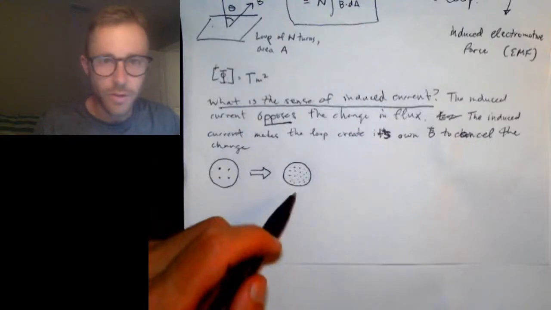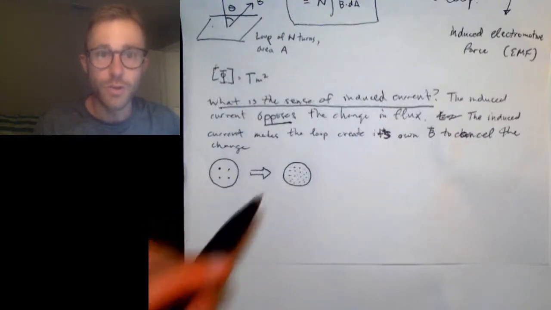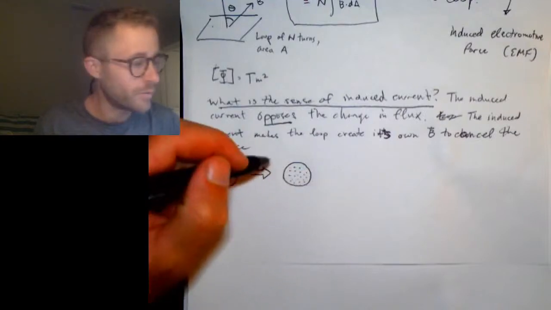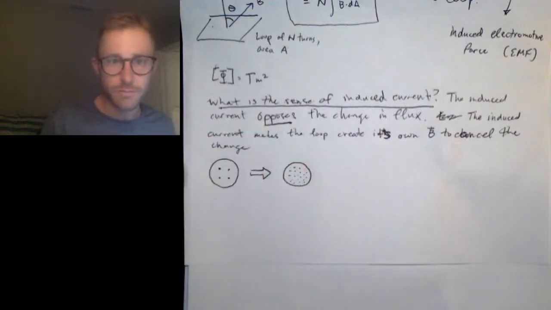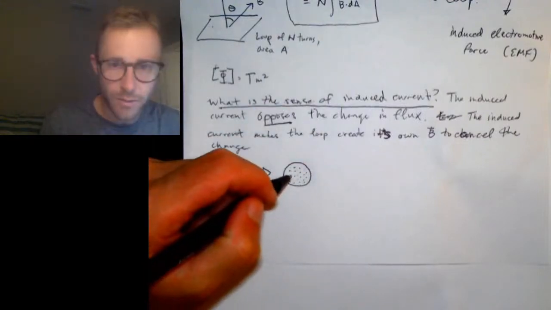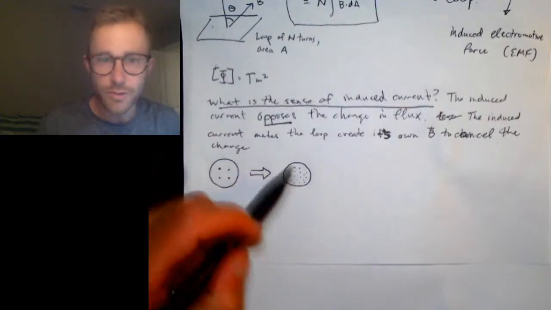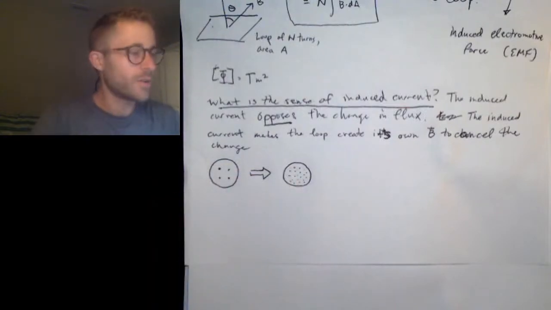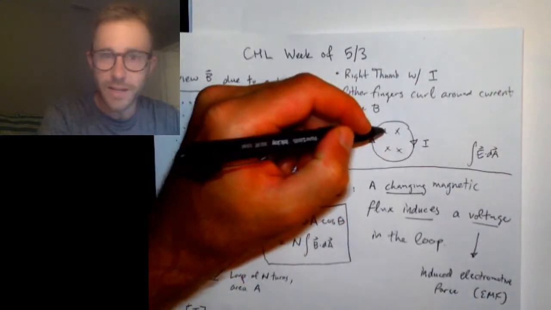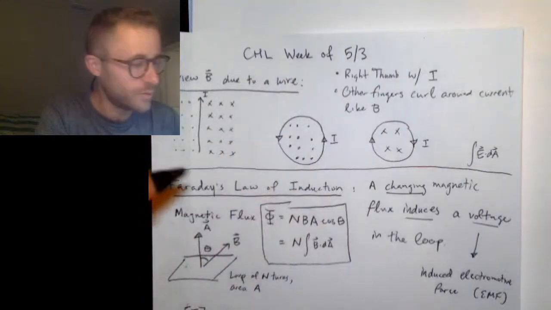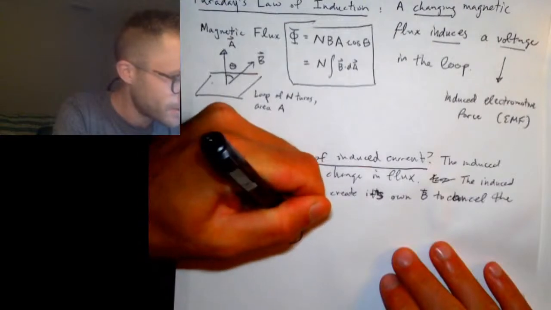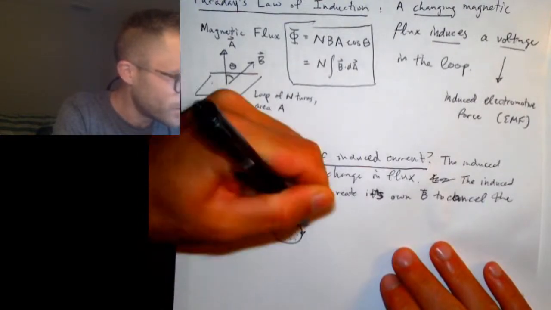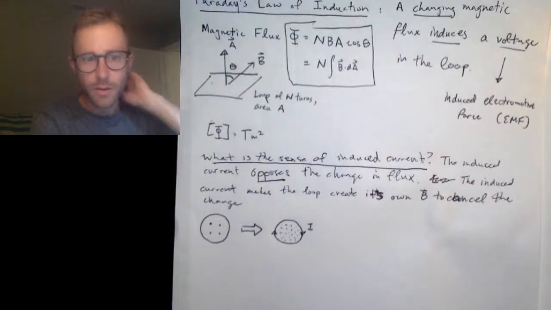So the loop is going to try to reduce the amount of flux by creating its own magnetic field into the page, because that will cancel out the increased out of the page flux. So it's going to make its own into the page magnetic field that cancels out the other one. So the current is going to go clockwise. So the induced current will go clockwise.